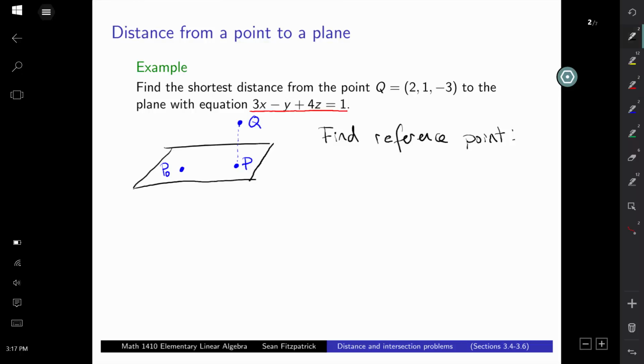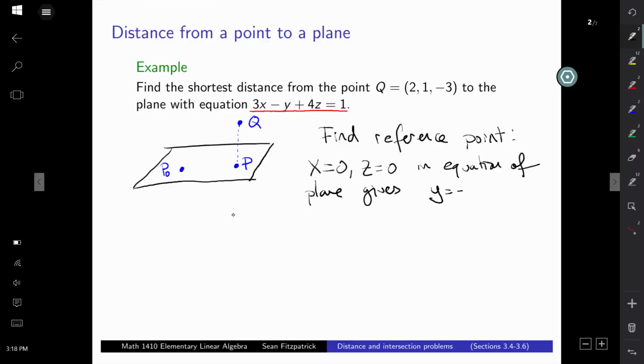So if I put x equals 0 and z equals 0 in the equation of my plane, that's going to give me y equals minus 1. So that means this point P naught, we can take to be (0, minus 1, 0). Q, we're given the point Q: (2, 1, minus 3). That one is given to us.